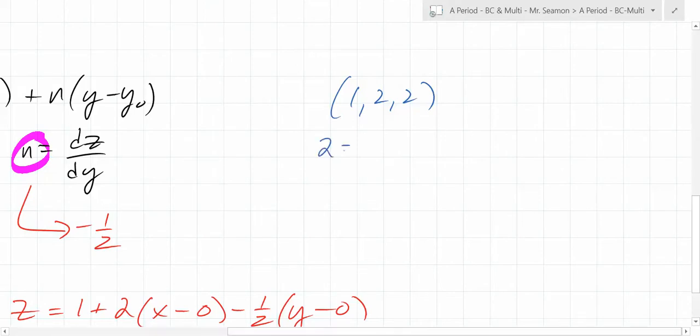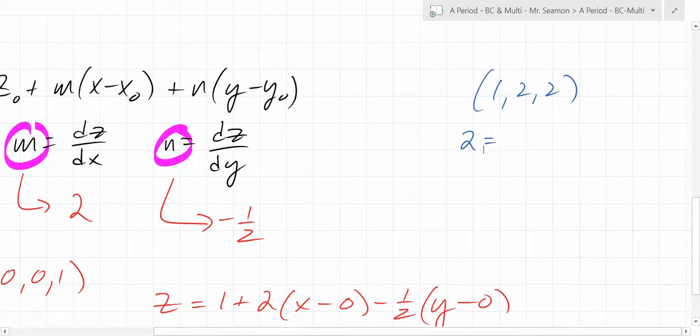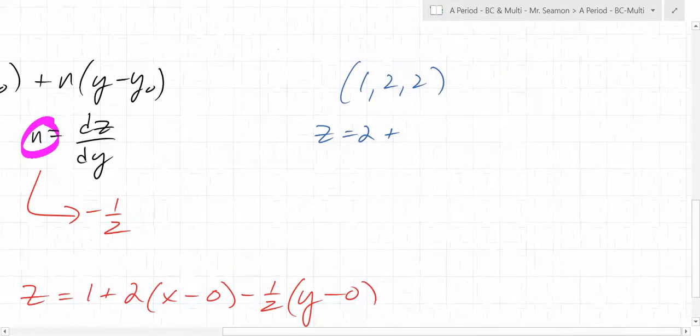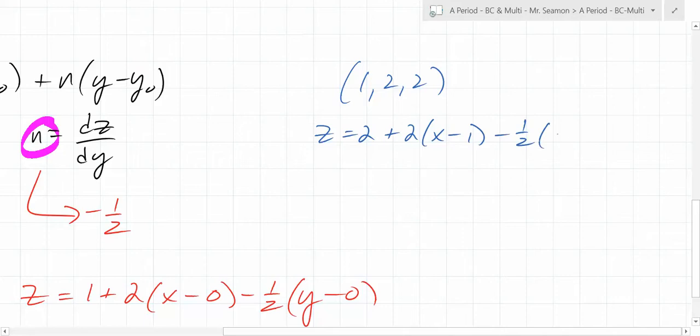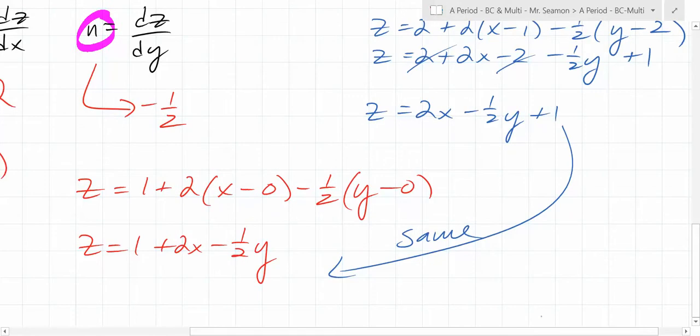So hold on. So z is equal to 2 plus, the m is still the same, right? 2 times x minus 1. Thank you. That was a mistake. X minus 1 minus a half times y minus 2. So let's clean this up and see what happens. And again, we're back in algebra. So they might not look exactly the same at the beginning, but they should come out to be the same. Yes?